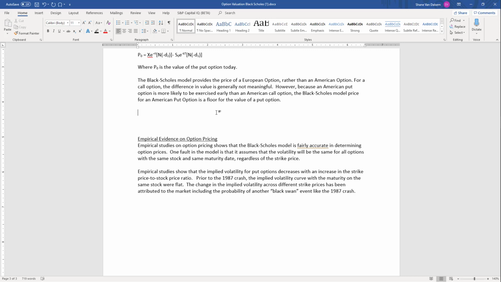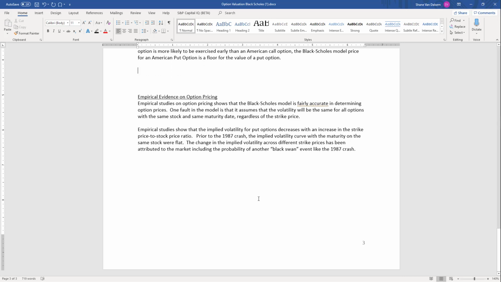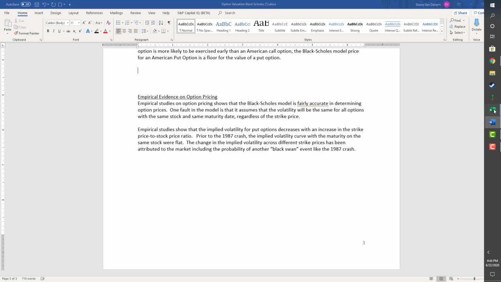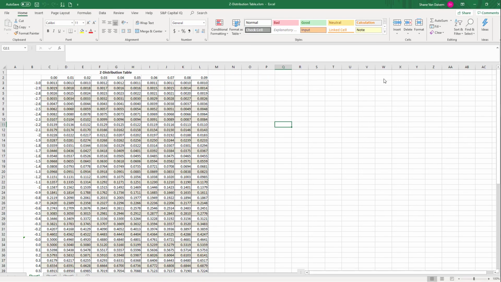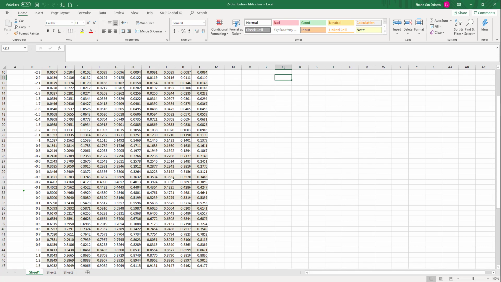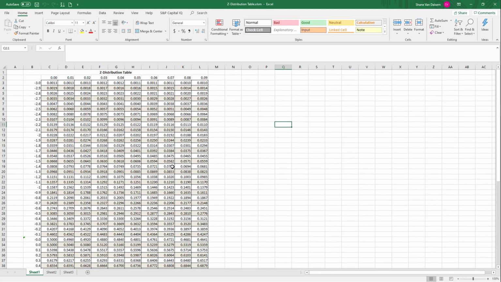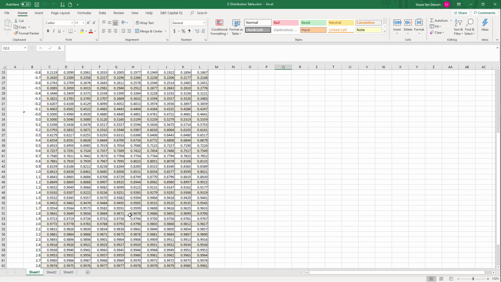All right, so let's go to a spreadsheet here. Well, actually, first thing I want to show you is this Z distribution table. Normally what we would do is calculate by hand the D1 and D2, and we would actually look up D1 and D2 on this Z distribution table. But we're not going to do that; instead, we did want to show you this.